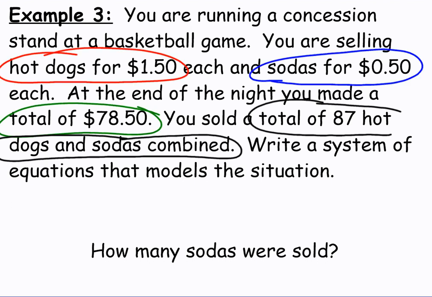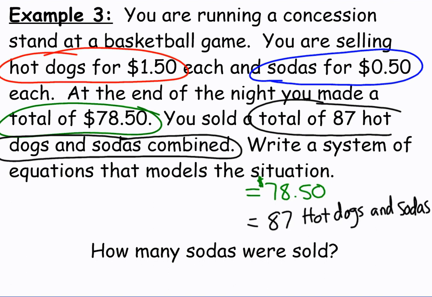And there you have the important information we can pull from the problem. There you have our total amount we can pull from the problem. $78.50 was our total amount of money we made, and 87 was the total amount of hot dogs and sodas we sold.